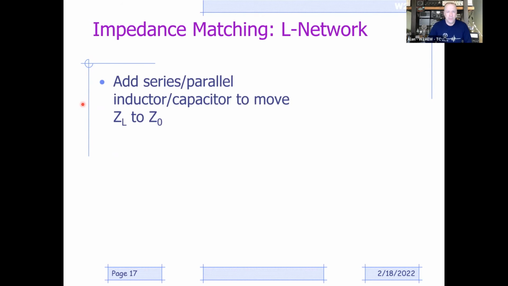So an impedance matching network, like an L network or a pi network, is really just adding series and parallel inductors and capacitors to essentially move the impedance around to make it look like our desired impedance. In this case, our system impedance, or 50 ohms.